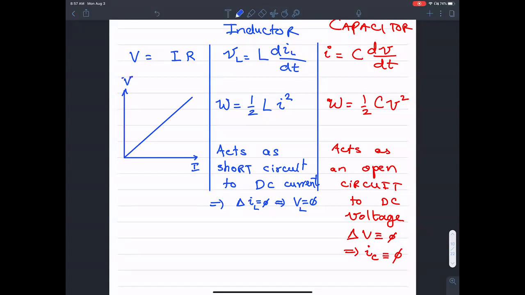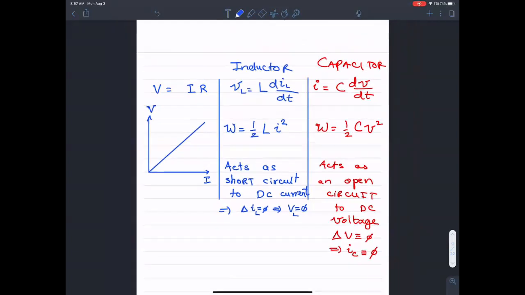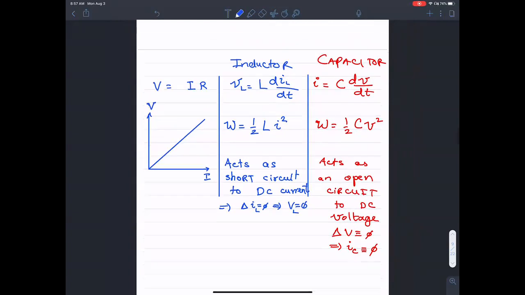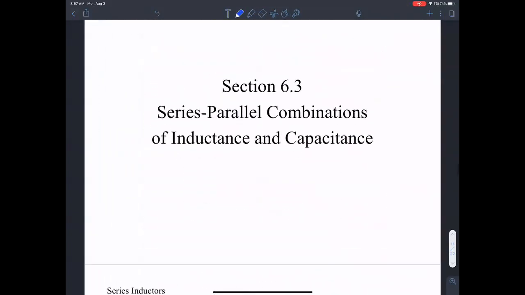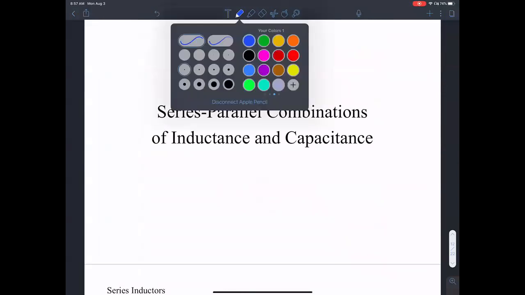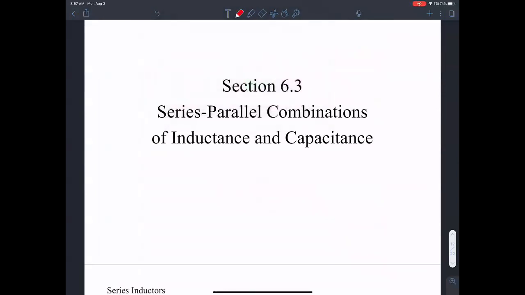All right. So that's the idea of capacitors. Now let's move on and see how we can connect capacitors in series and parallel. The next idea is series and parallel combination of inductance and capacitance. In one sentence, in 1 minute, I'm going to give you the gist.